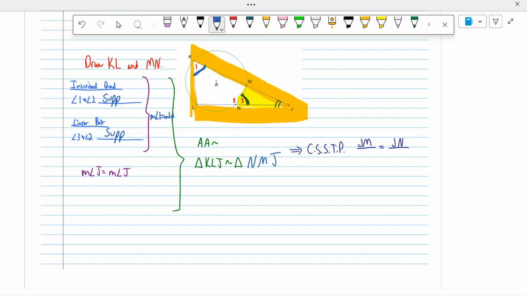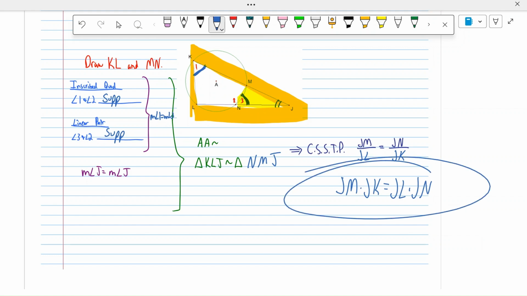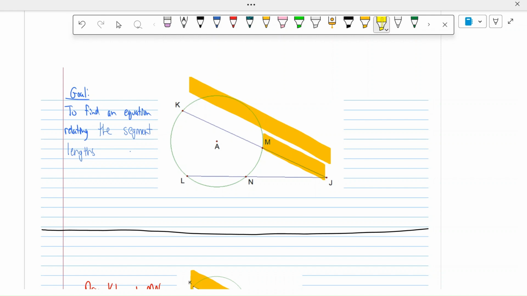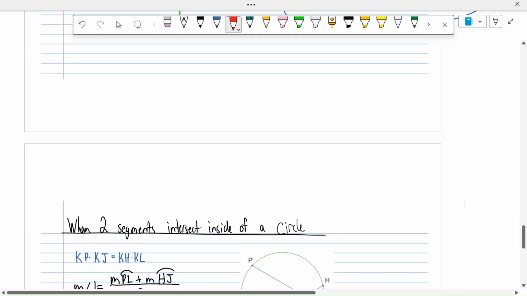Since the corresponding sides of similar triangles are proportional, JM from this triangle is corresponding to JL from the other triangle. JN from this triangle corresponds to JK in the other triangle. Cross multiply. JM times JK is equal to JL times JN. If I go back up here to my drawing, JM times JK is equal to JN times JL. Nice equation to have. And these are quite a few equations.